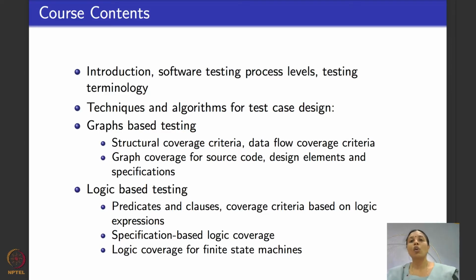Then we looked at augmenting the structural coverage criteria with data flow, which is the basis of a course on program analysis also, which talked about definitions and uses of variables. Then we applied the structural coverage criteria and the data flow coverage criteria to graph models derived from source code, from design elements, finite state machines, and from specifications.